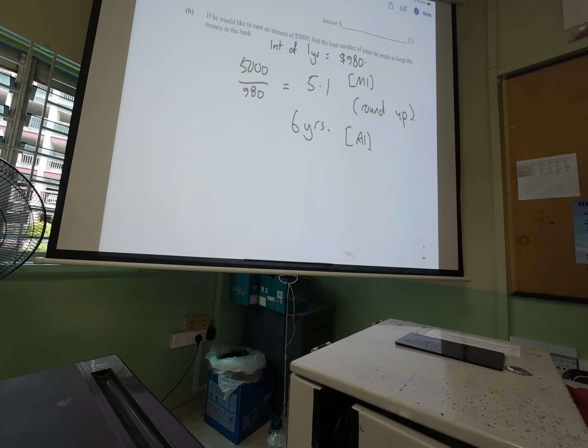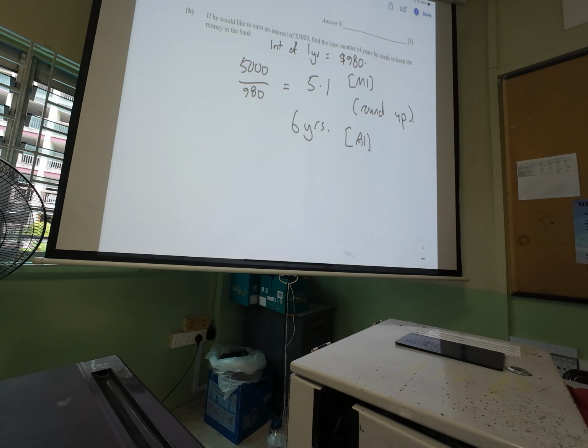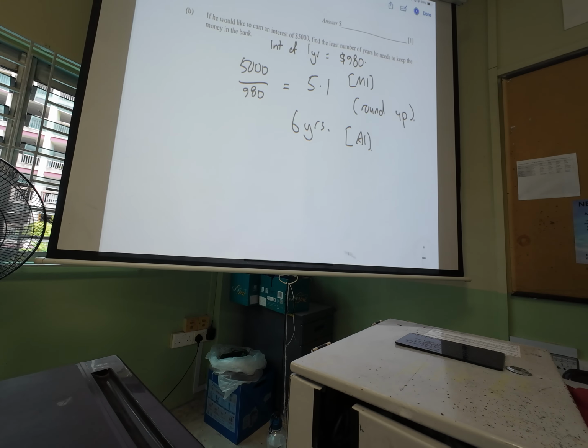Try to get the 5.1. If you are supposed to round up but you round down, then that is the difficult 1 mark. Then at least you get the easy mark first. Okay?